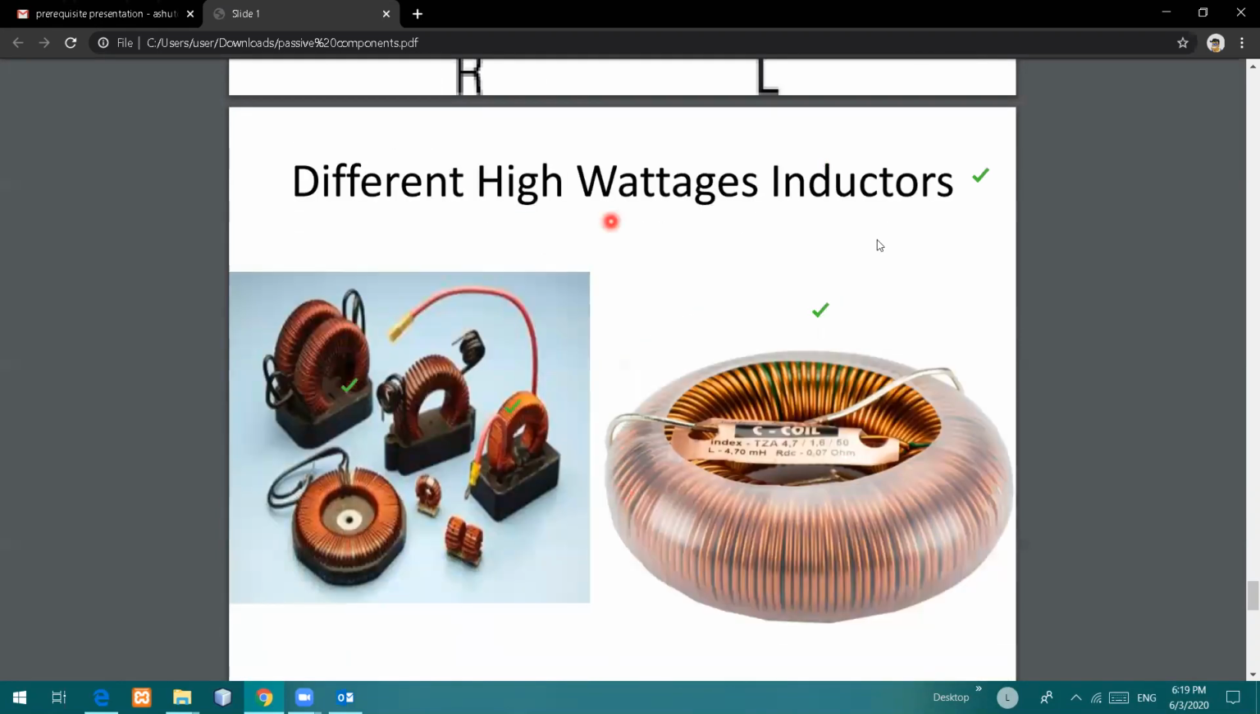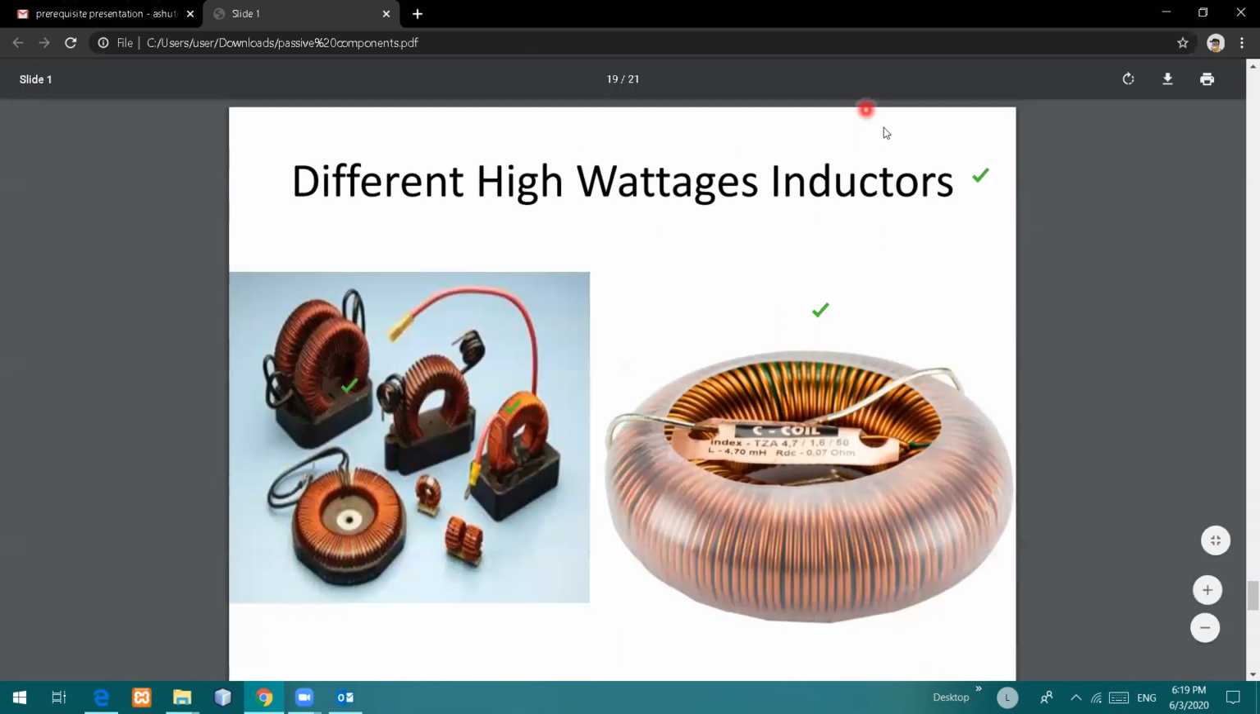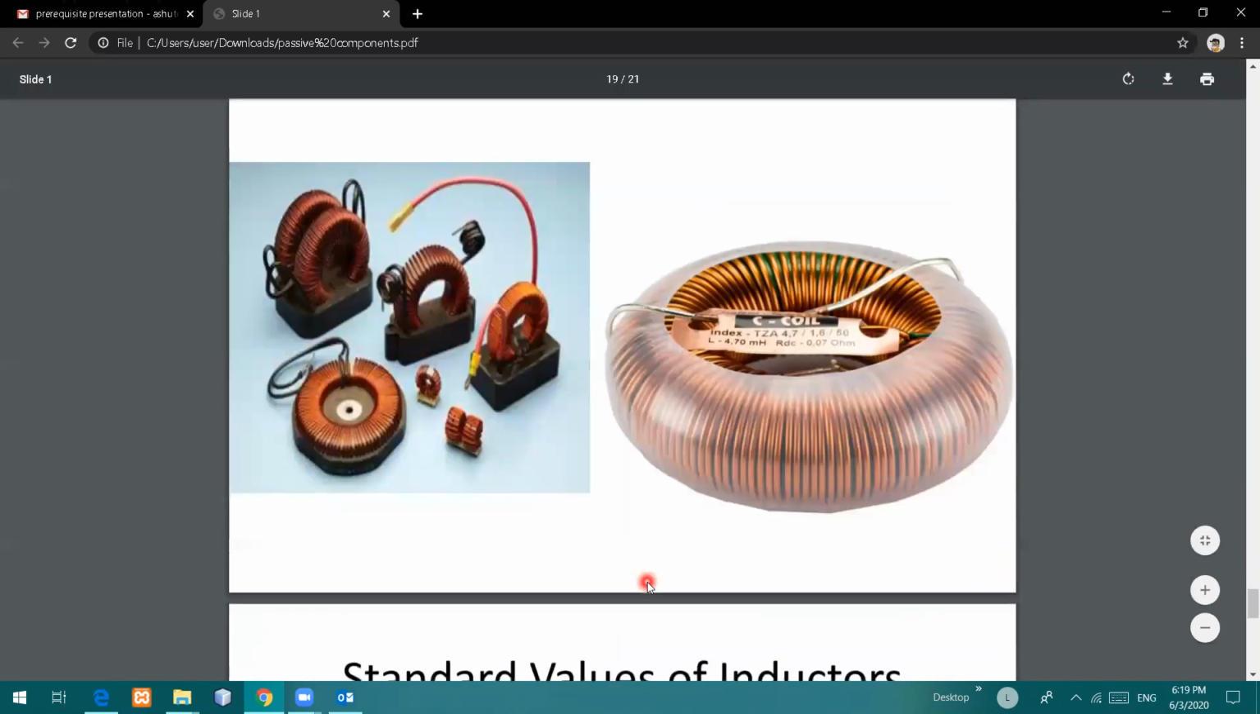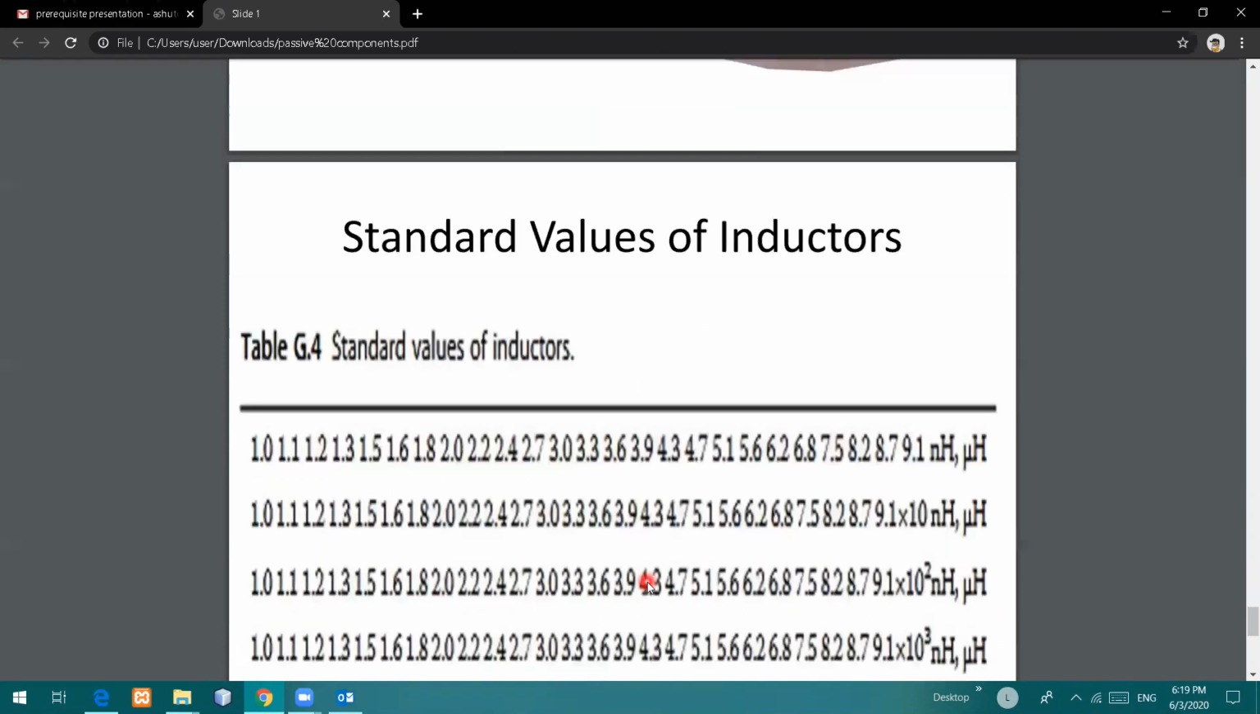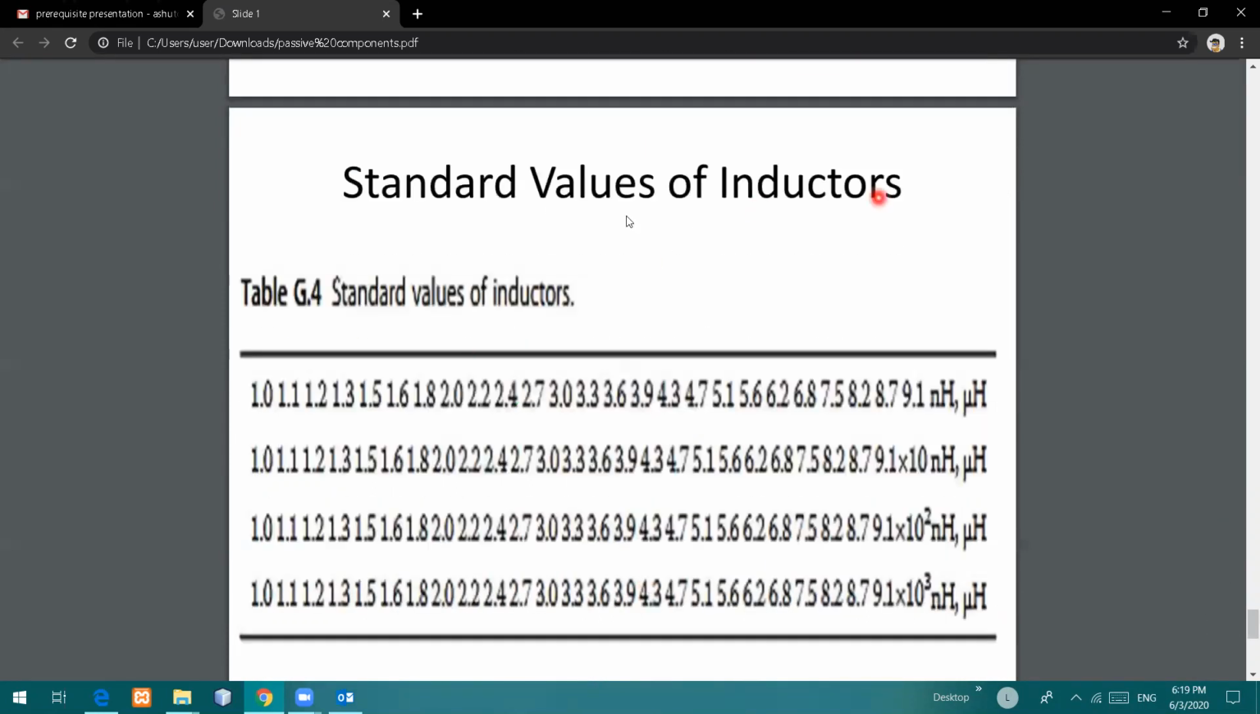Similarly, these are the different high wattage inductors available in the market. Already I have shown the photographs earlier. These are all the high wattage inductors available in the market. And these are the standard values of the inductors available in the market. Inductors are always available in nanohenry, microhenry, and at the most millihenry. No inductor is available in henrys.